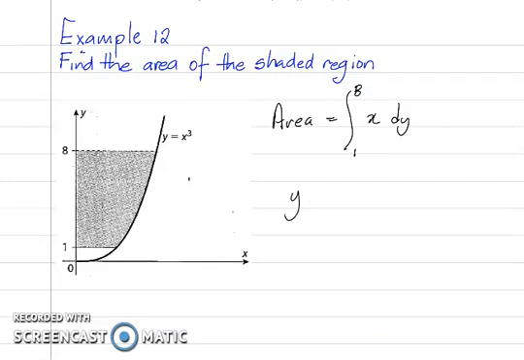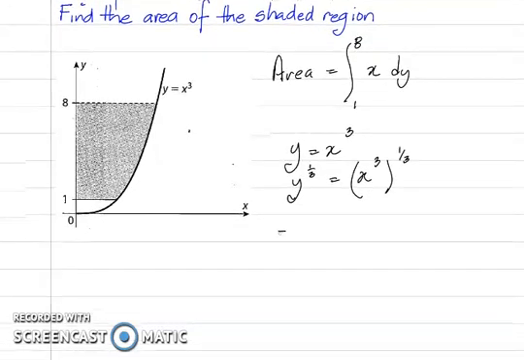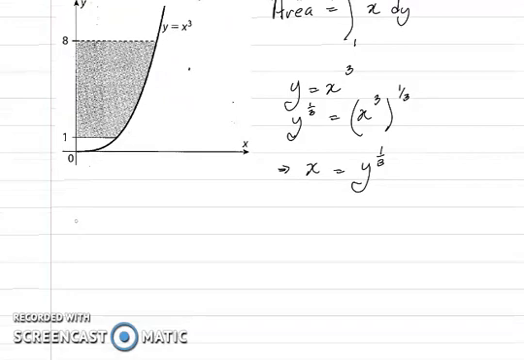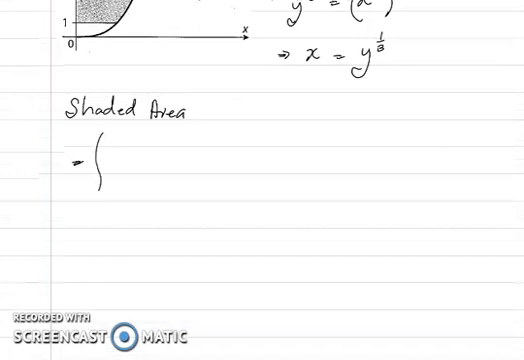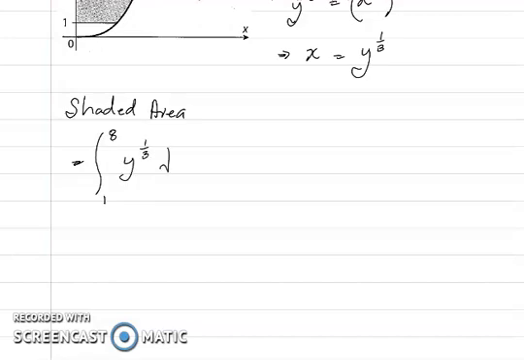So y is equal to x cubed. Now, if I find the cube root of both sides, I'm going to have y raised to the 1/3 power, which is the same as finding the cube root, is equal to x cubed raised to the 1/3 power. So what I did is I found the cube root of both sides. Therefore, on the right hand side, I'm going to have x is equal to y to the 1/3 power. And so the shaded area would be equal to the integral from 1 to 8 of x, which is y raised to the 1/3 power dy.